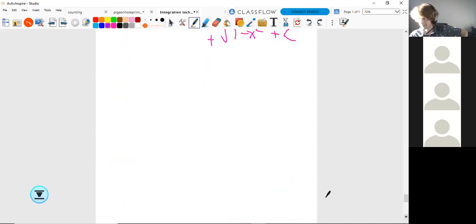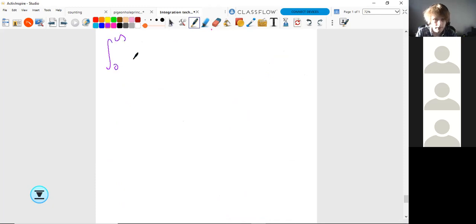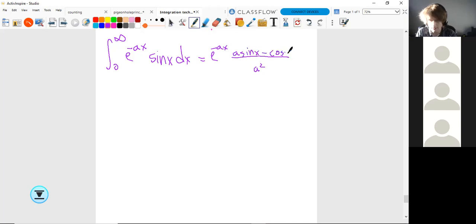So let's see. Let's rewrite our damped sine integral. And also let's rewrite this identity that we derived last time. The integral from 0 to infinity of e to the minus ax sine of x dx is equal to e to the minus ax times (a sine of x minus cosine of x) over 1 plus a squared. I'm pretty sure that is what we got. Nope, that should be a 1 plus a squared.